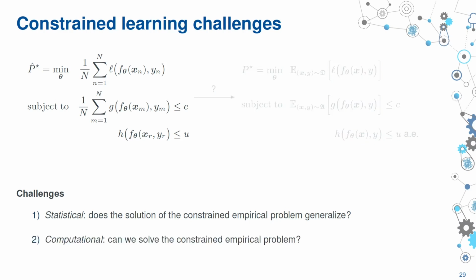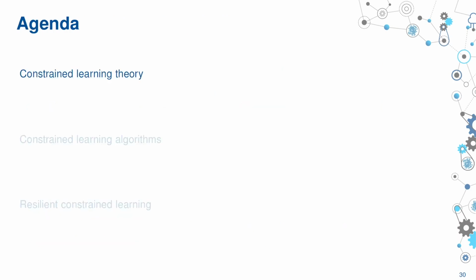A second challenge is computational, right? Well, let's assume that we are able to prove that this problem converges to this one. How do we actually solve it? And as it turns out, both of these are complicated questions to answer. So let me give you the results that would allow you to answer these two questions. And for simplicity, I am going to stop writing the point-wise constraints. You can treat them in a very similar way. I'm just trying to simplify notation for the rest of the talk. Okay. Now let's talk about constraint learning theory. Then we'll talk about algorithms, and I will close my part of the day by talking about resilience.